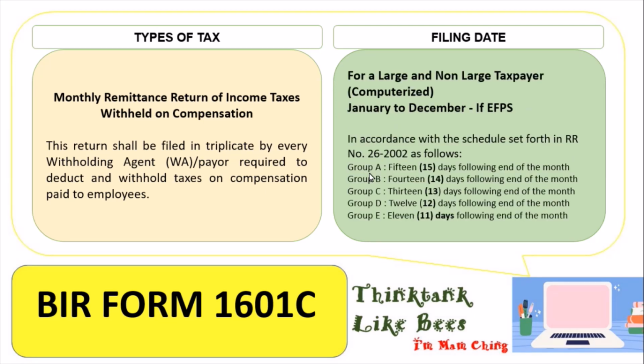For large and non-large taxpayers using computerized filing, Group A starts with the 15th following the end of the month, Group B is 14 days following the end of the month, Group C is 13 days following the end of the month, Group D is 12 days following the end of the month, and Group E is 11 days following the end of the month.